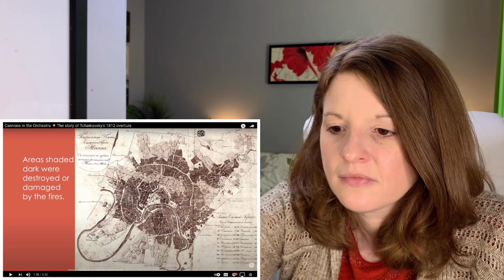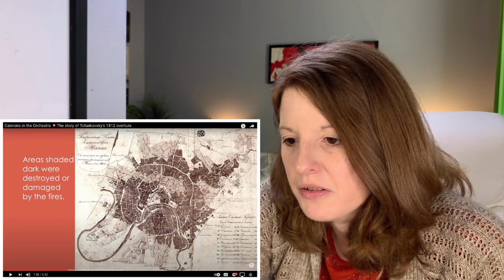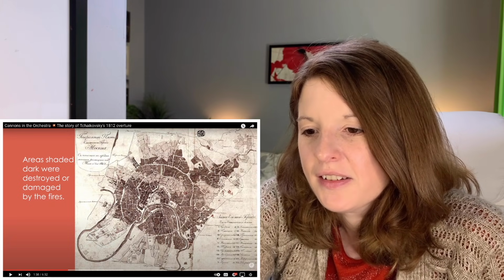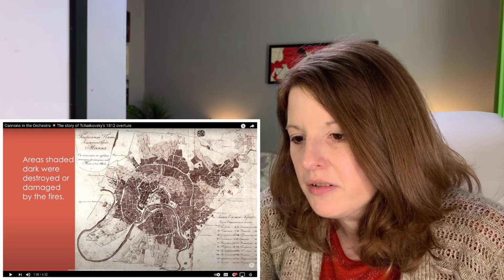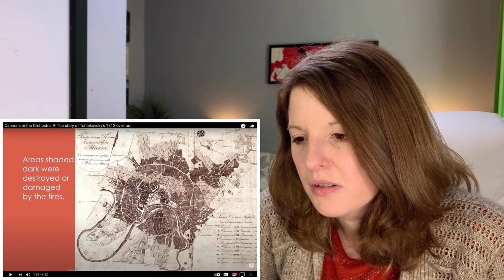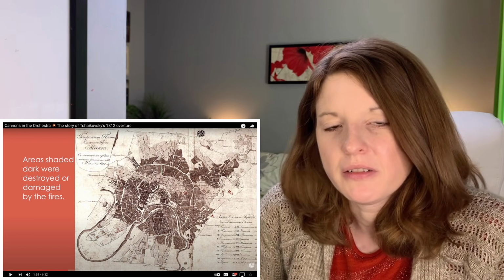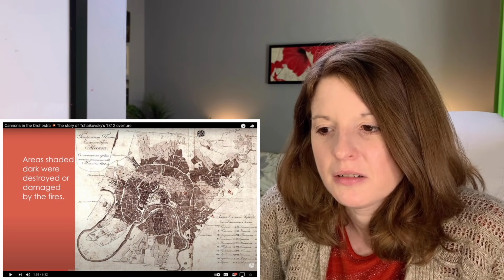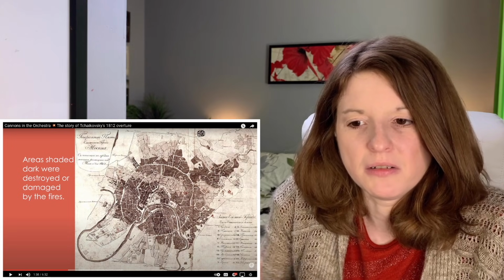Okay, so areas shaded dark were destroyed or damaged by the fires. So pretty much the entire city, just the outskirts are not damaged. And there's a little section in the middle there that's not damaged either. Interesting. I suppose Moscow at this point was probably a little bit smaller than it is now, I would imagine. Maybe quite a bit smaller. This looks small on the map. It looks like a smaller city to me.